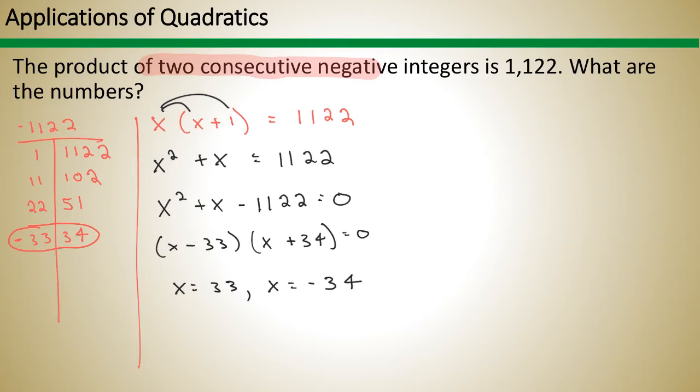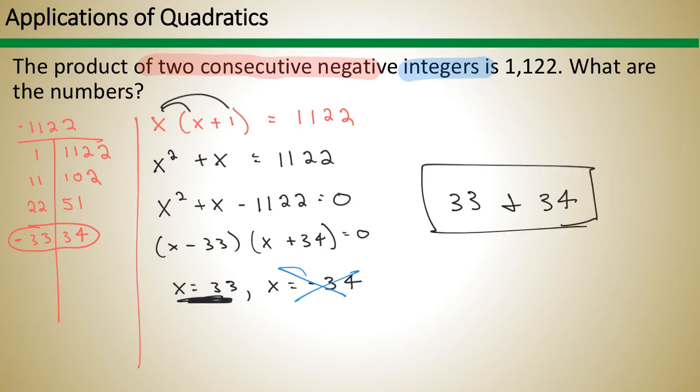Now, since we're told that these numbers are integers, they must be positive numbers, so negative 34 cannot be our answer. One of our numbers is 33, then the next number is going to be 34. So our numbers are 33 and 34. Those would be our two consecutive integers.